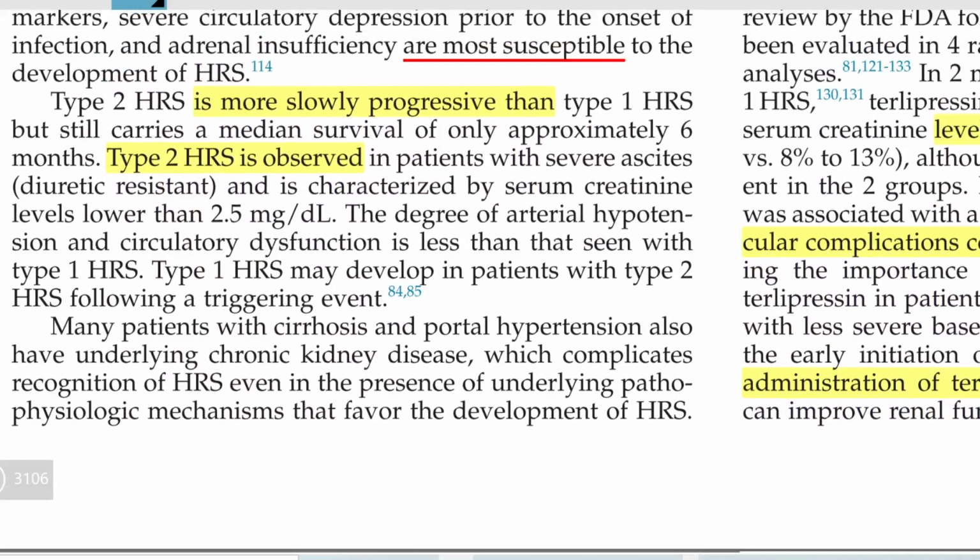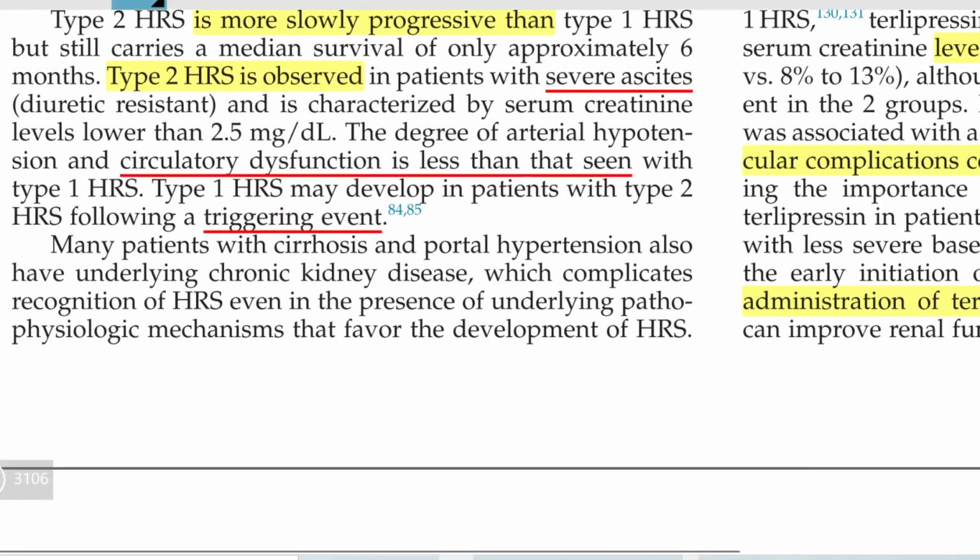Type 2 HRS is more slowly progressive and is observed in patients with severe ascites that is mainly diuretic resistant, with a median survival of approximately 6 months. So it is slower, but it also has a poor prognosis, and the degree of arterial hypotension and circulatory dysfunction is less than that seen with type 1 HRS.